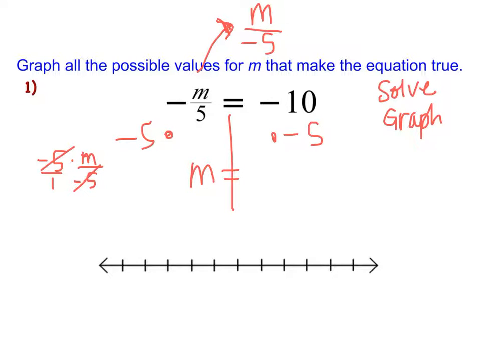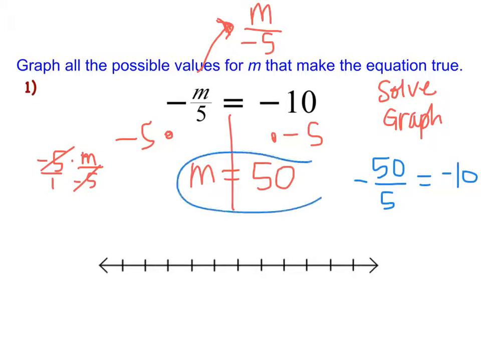Now we've got to do the same thing on both sides. So we're going to multiply negative 10 by negative 5, and we're going to end up with positive 50. Now, let's do the check real quick. 50 divided by 5 with a negative in front should equal negative 10. Well, 50 divided by 5 is 10. Negative times 10 gives us negative 10. This looks good, so this is our final answer.